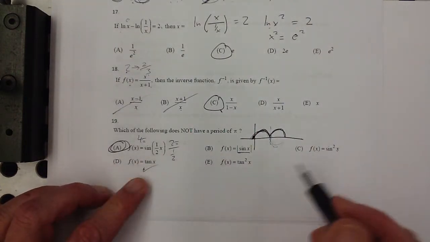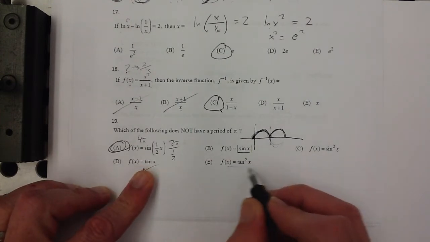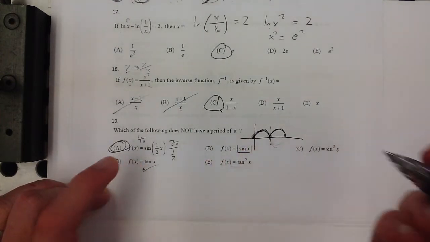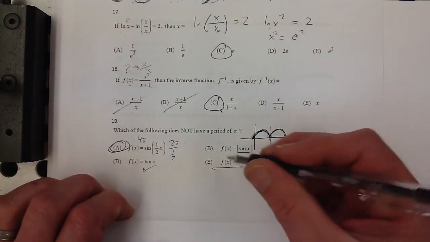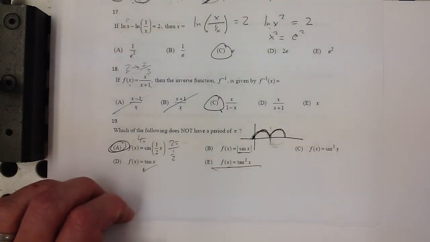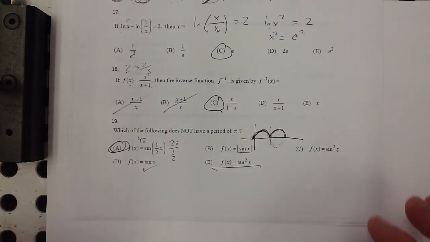Tangent, we know the tangent function has a period of pi, and tangent squared, I challenge you to imagine what that would look like, considering that all those negative bits would get squared and flipped up. So, correct answer is A.